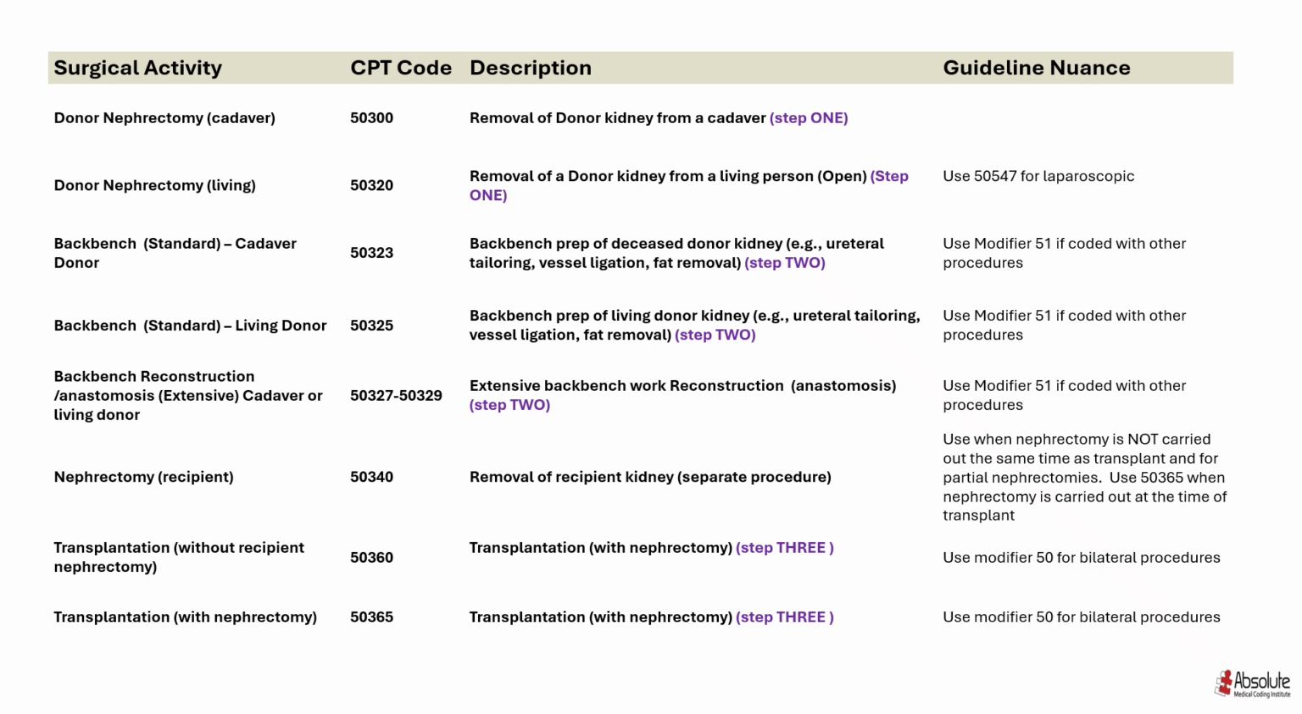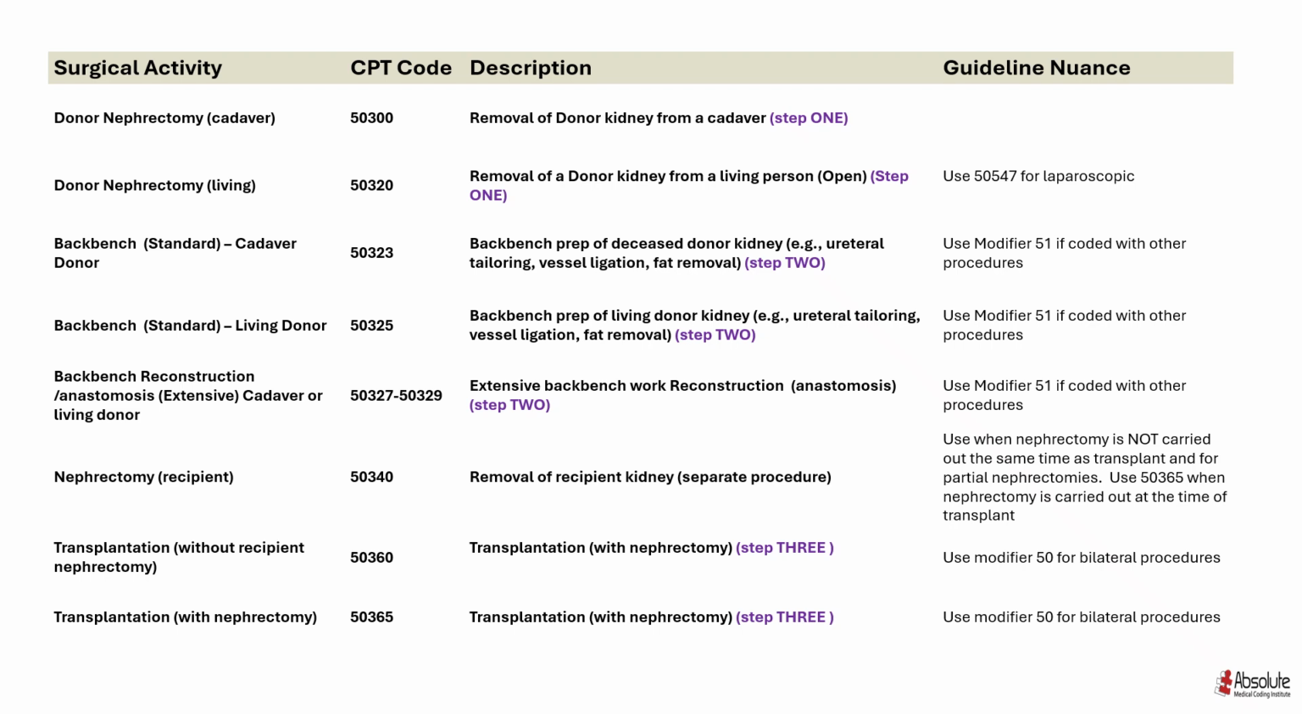Then you've got a recipient nephrectomy, if they're removing the patient's kidney. This is the code. However, if this nephrectomy is done, there is a transplantation code with a nephrectomy. So you don't code this nephrectomy code with a transplantation code. It's a separate procedure. And speaking of transplantation, we have transplantation without the recipient nephrectomy and transplantation with recipient nephrectomy, and these are step three.